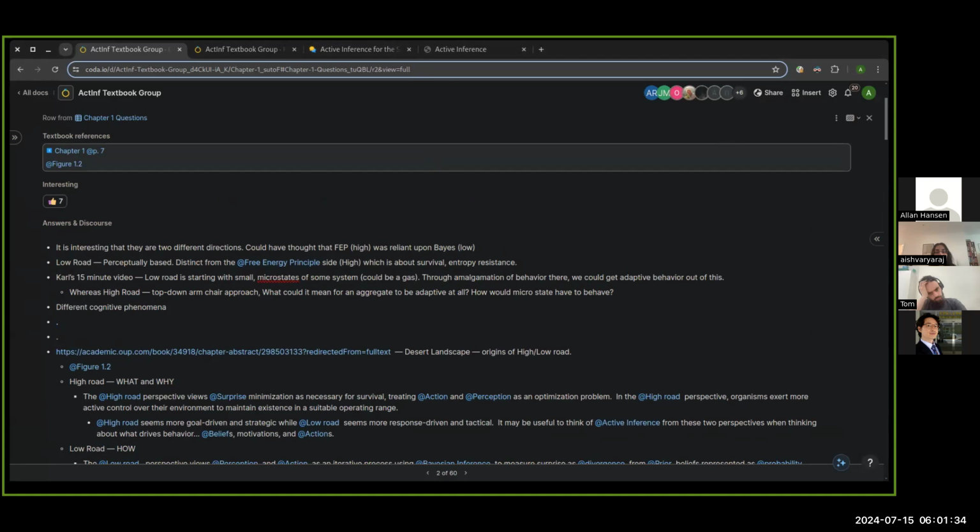Yeah, great question. What does it really look like or mean for active inference to be a unifying approach to modeling different cognitive phenomena? What would anyone say?